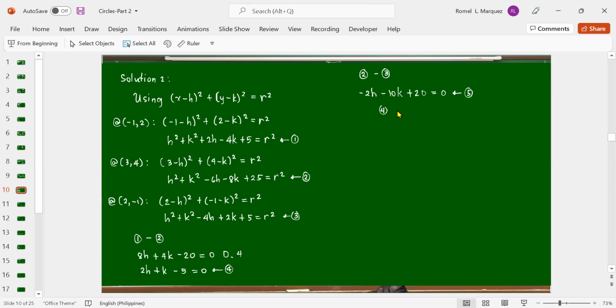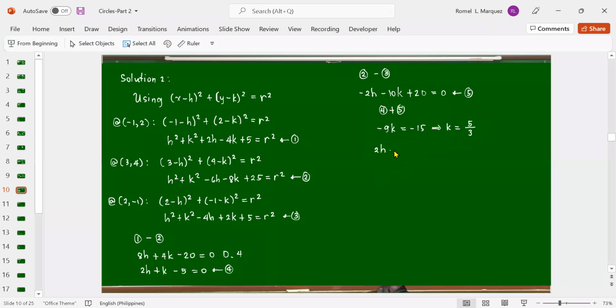Solving 4 and 5 simultaneously, eliminating h by addition, 2h plus negative 2h, 0. K plus negative 10k, that is negative 9k. What about the constants? Negative 5 plus 20. So giving 15. On the left side, on the right side, negative 15. So k therefore is equal to 5 over 3. Okay, guys? What about h?